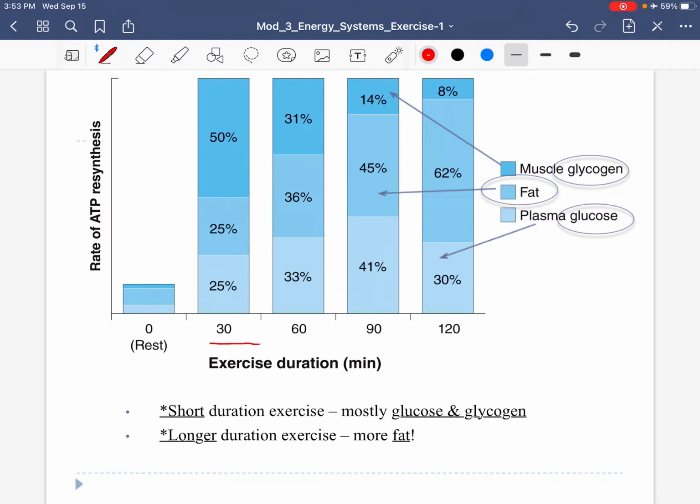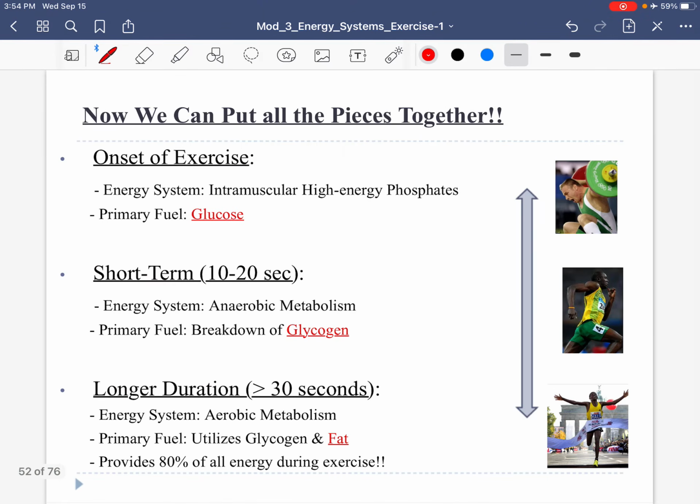As the exercise duration is shorter, we use less fat and more glycogen and glucose. But as the duration goes on, we start to burn more fat. So everything you need to know is right down here. At shorter durations, we're burning more carbohydrates in the form of glucose and then stored glycogen that we have to break down. But as the duration of the activity goes longer, we tend to burn more fat. That's all we're saying. I'm just giving you the proof, the data.